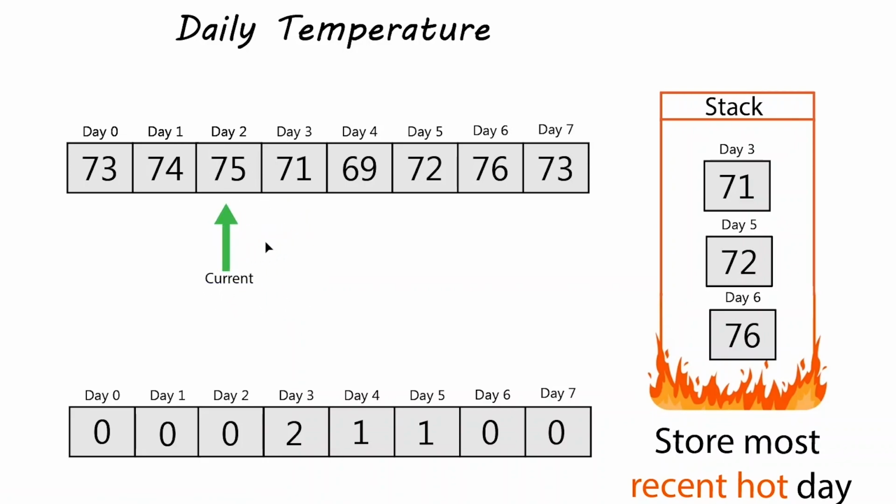And then we will move our current like this. Now we want that this current should always be less than the top of the stack. But you can see that it is not. So our assumption again becomes wrong. This is not the most recent higher temperature. We can pop this element from the stack and then we will compare with this particular element. We can compare this 75 should be less than this 72. No, it is not. So we can pop this element from our stack and then we will compare this 75 should be less than this 76.